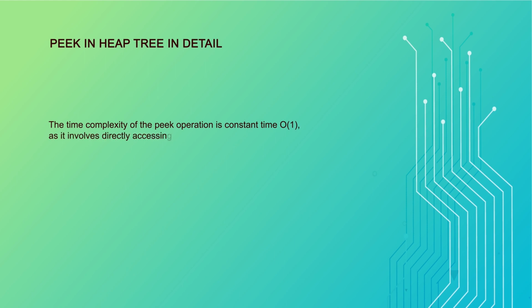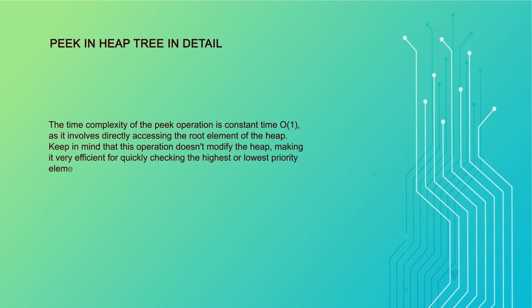The time complexity for this peek operation is constant time, that is O(1), and it involves directly accessing the root element of the heap. Keep in mind that this operation does not modify the heap, making it very efficient for quickly checking the highest or the lowest priority element in a priority queue scenario.